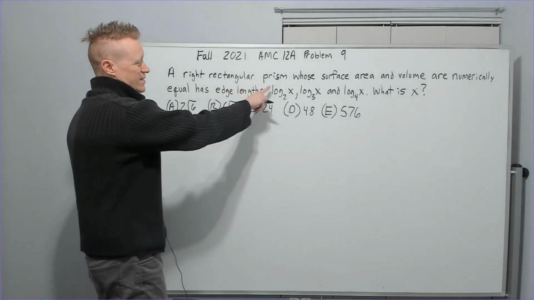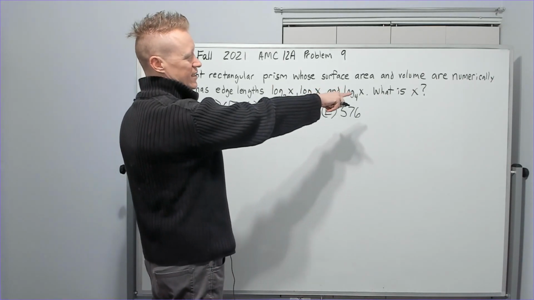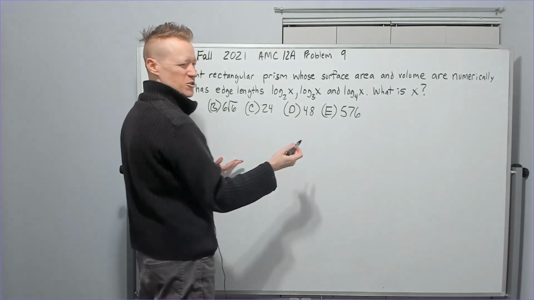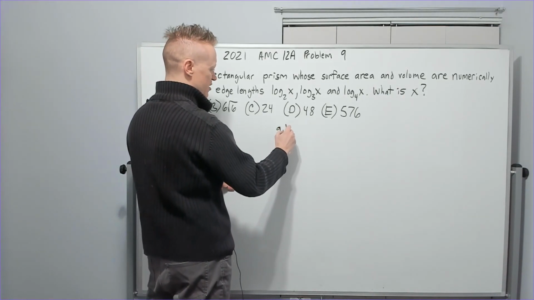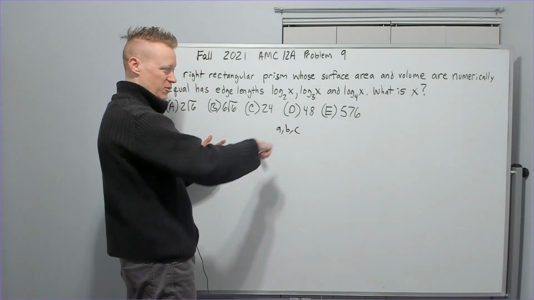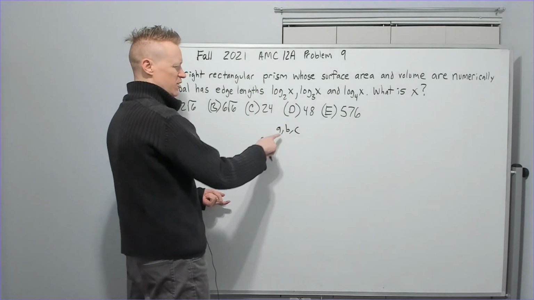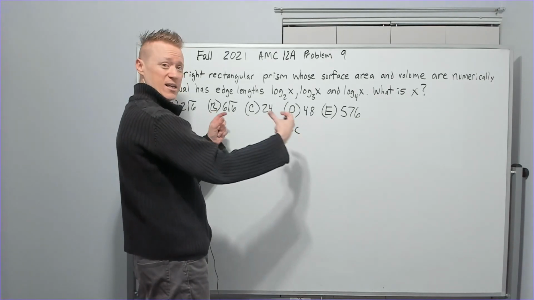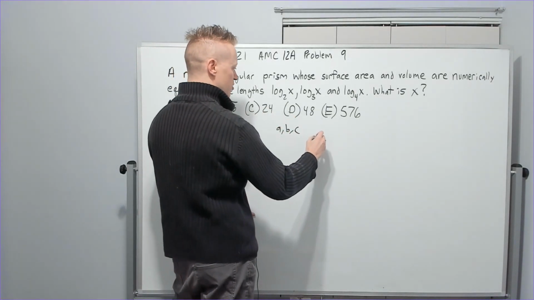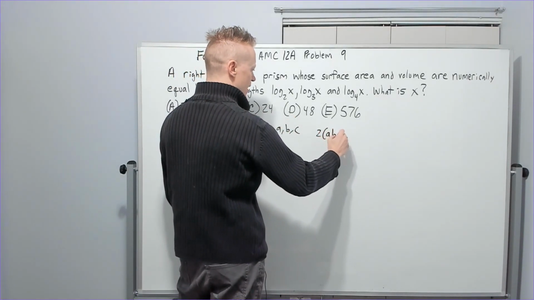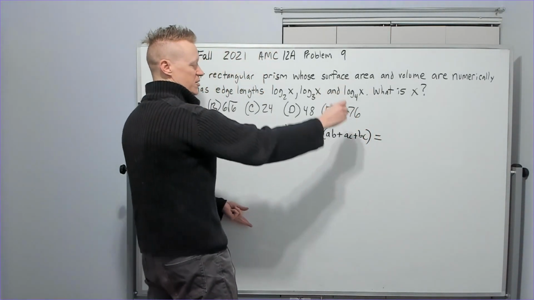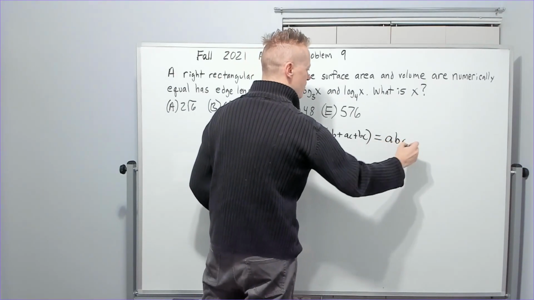A right rectangular prism whose surface area and volume are numerically equal. Immediately, if you want to draw it, you can, but your dimensions are like A, B, and C, length, width, height, right? So then the surface area is every product of one of these doubled because there's 2 equal surfaces on each side. So I immediately wrote 2(AB + AC + BC) equals, volume being equal is simply ABC.